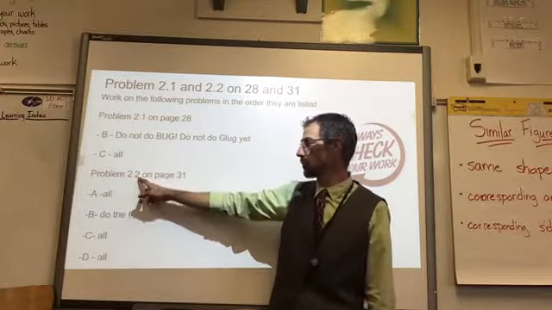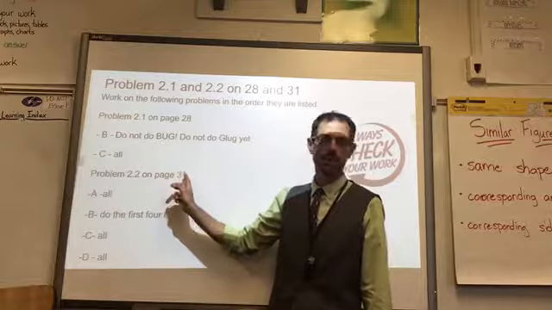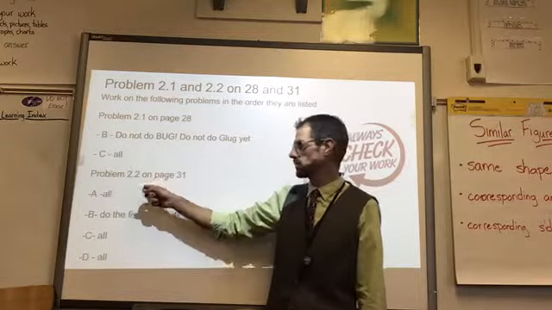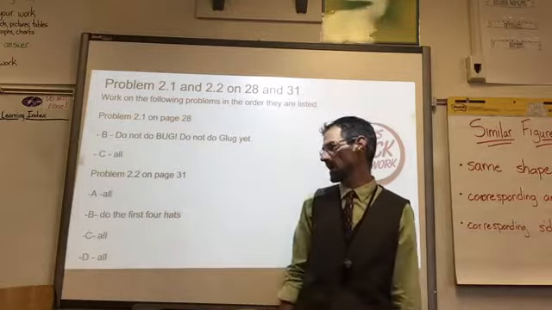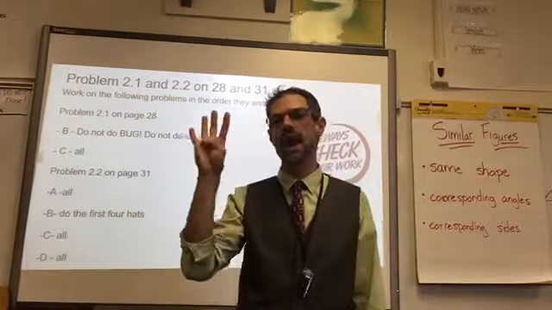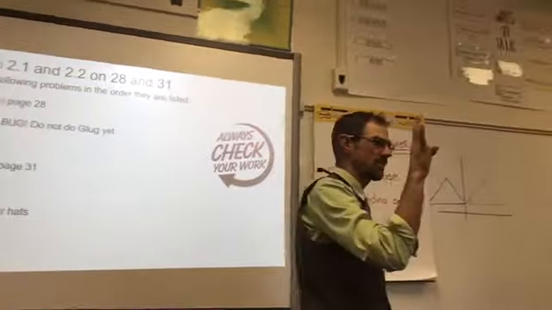Then we're on page 2.2. Problem 2.2, page 31. A, all, and B, you probably, and only do four of the hats, don't do five. We don't need to do the fifth hat.